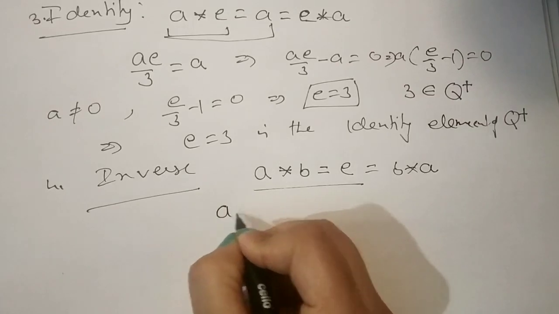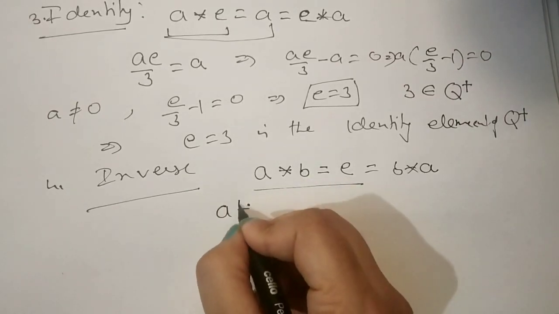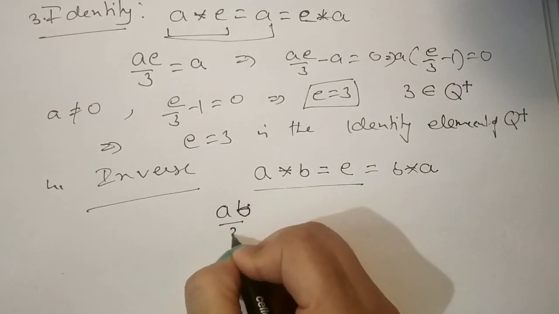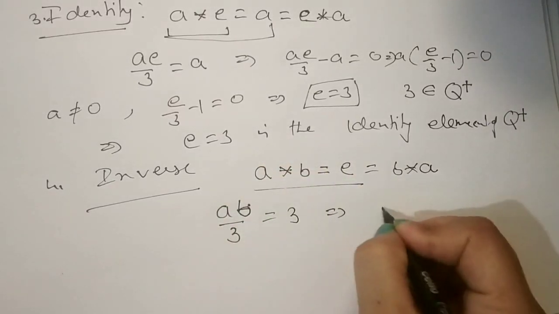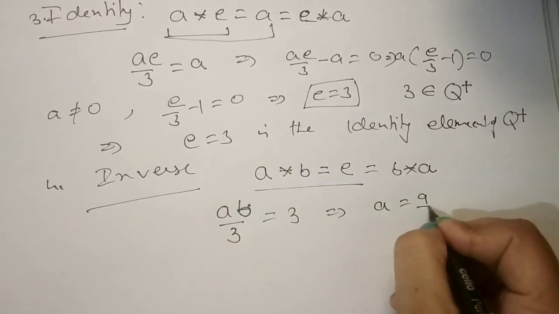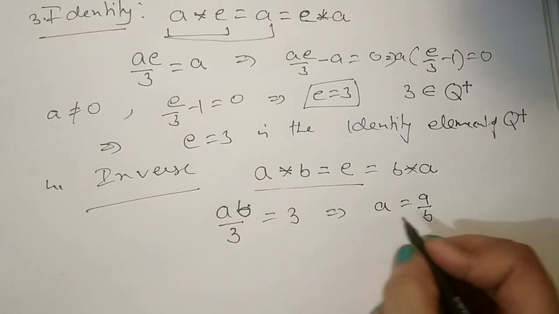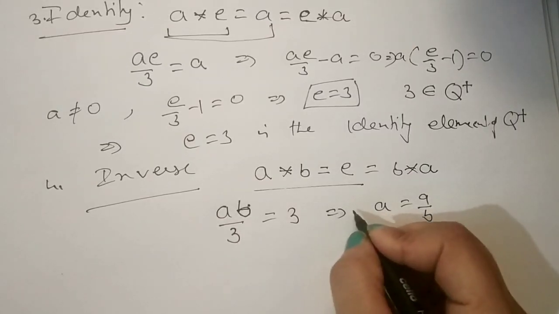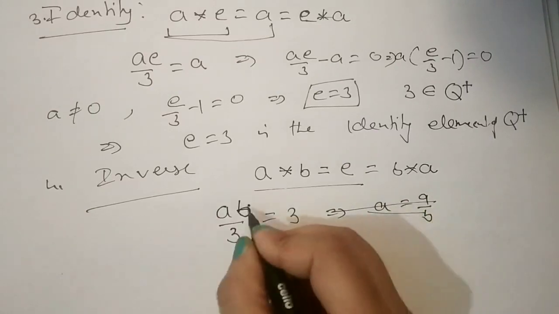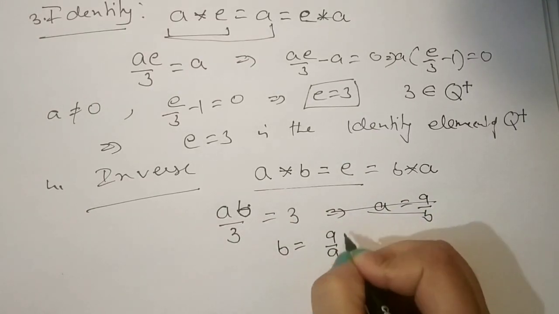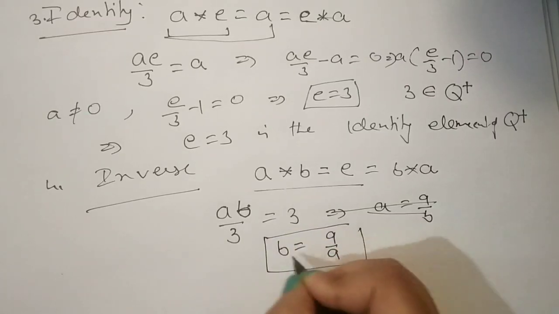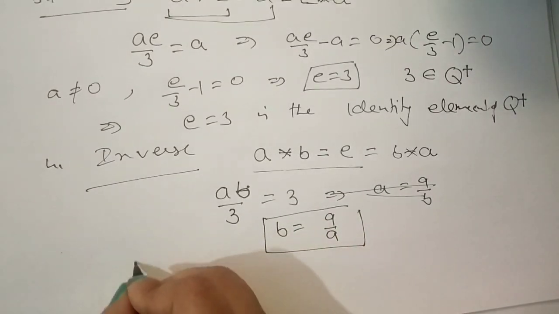So A star B means A into B upon 3. It must be equal to E. What is E? E is 3. So we get A is equal to 9 upon B. Or you can say we don't need A, actually we need only B, so we will find B. B is 9 upon A because B is inverse of A.